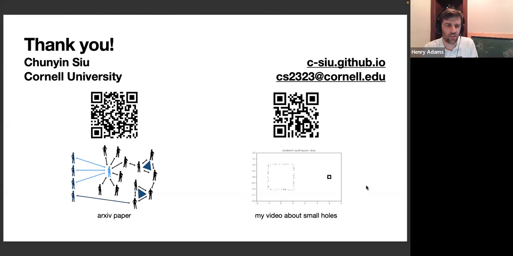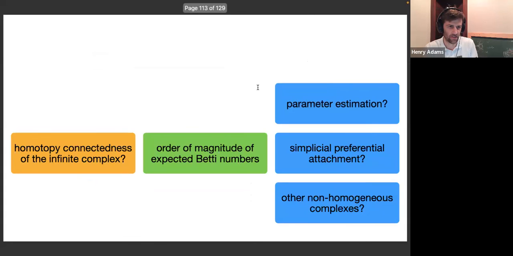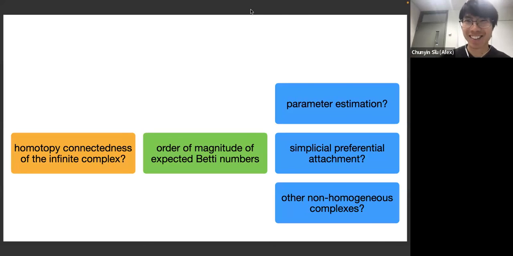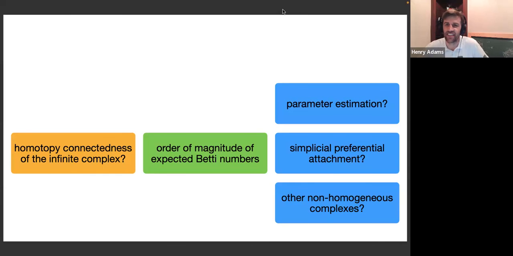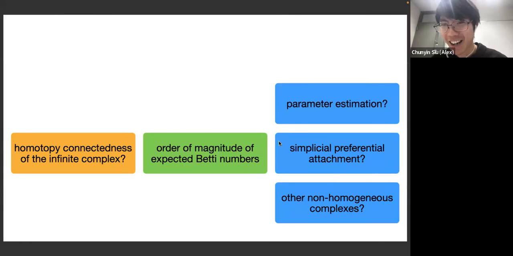Let me start with a question. Could you go back one slide, if you don't mind? Here, yes. Could you explain what you mean by homotopy connectedness of the infinite complex a little bit more? Maybe it's the infinite complex that I need to wrap my head around, because for your finite complexes, you were saying you get more and more H1, it's unbounded. So it's not going to be simply connected. Can you describe this a bit more?